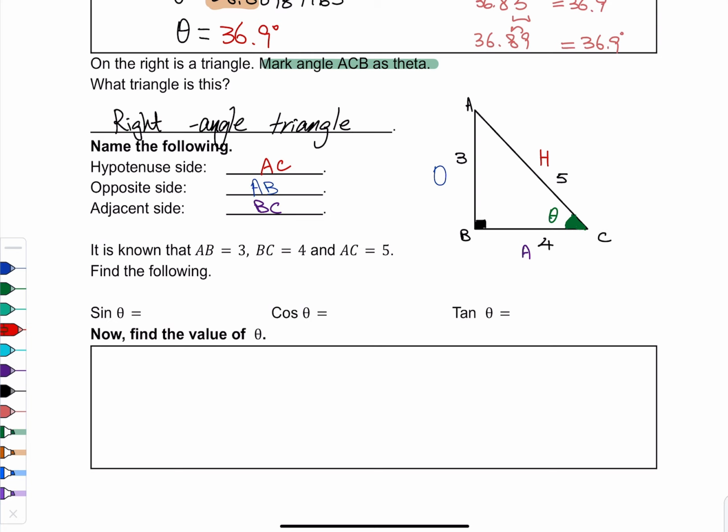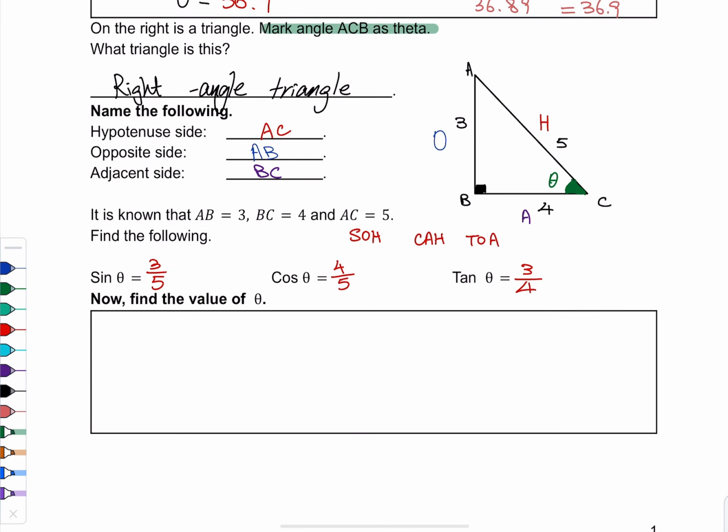Before that, let's remember the tip. Always remember that. If I want to find sin, I will have to use O and H. O first and then the H. So it is 3/5. Can they be further simplified? No, so just leave it there. And then we also have the cosine. Cosine, we need A and H. So A first and then the H. So 4/5. And then tangent, we need O and A. So O first and then A. So 3/4. And so that's 2, 4, 6 marks.